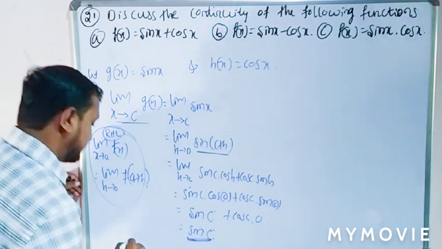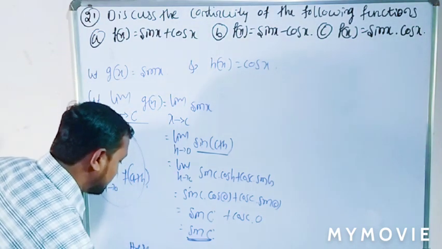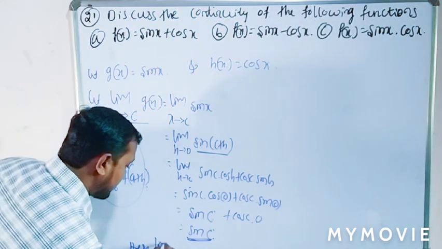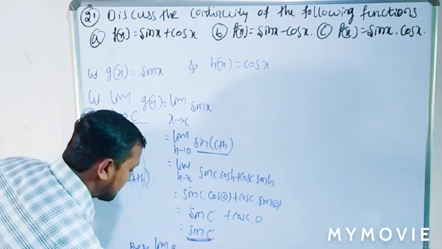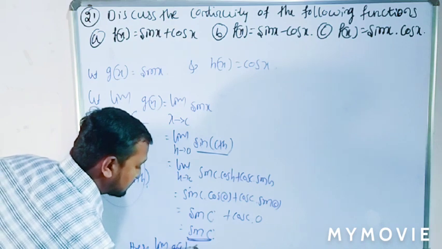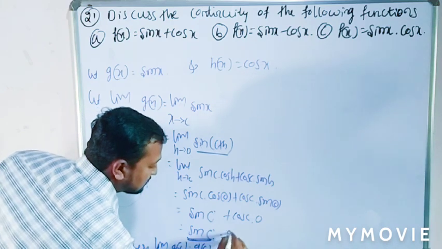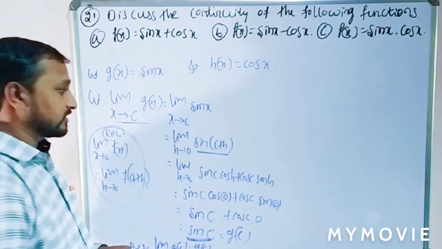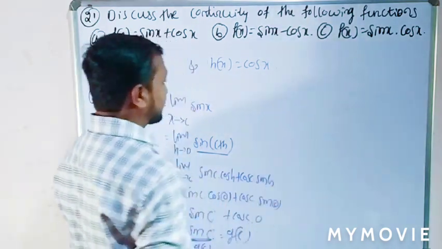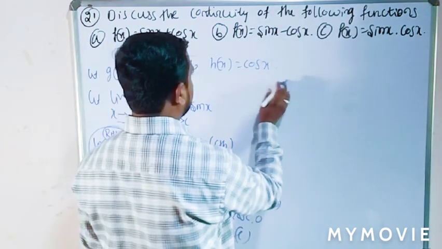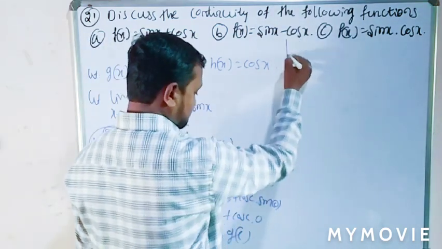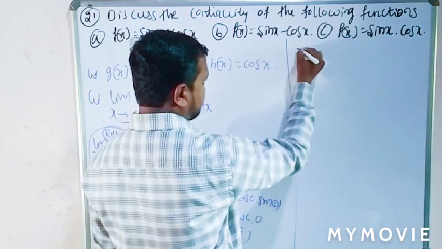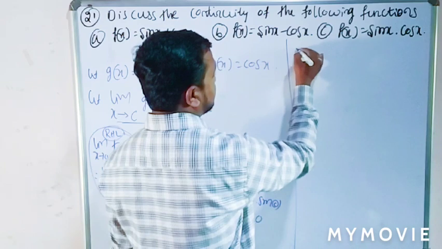So here, the limit function equals the constant function. The limit as x tends to c of g of x is equal to g of c. This is your g of c. Thus sin x is continuous. The same way you can write for cos x. Sin x is continuous, and so is cos x.